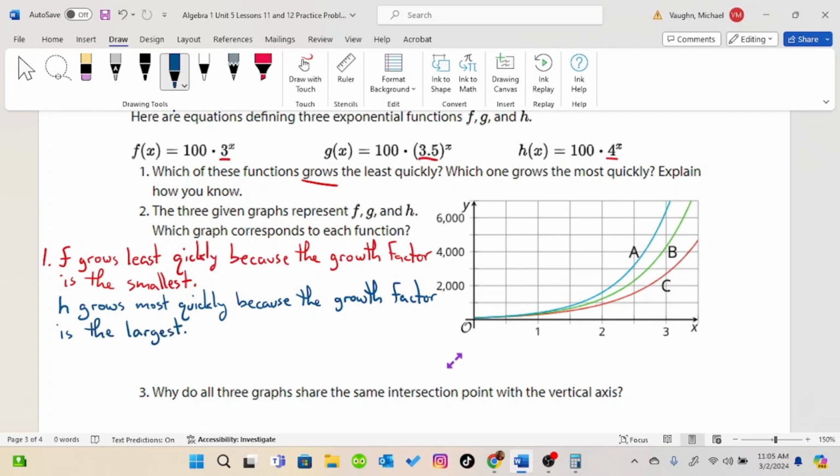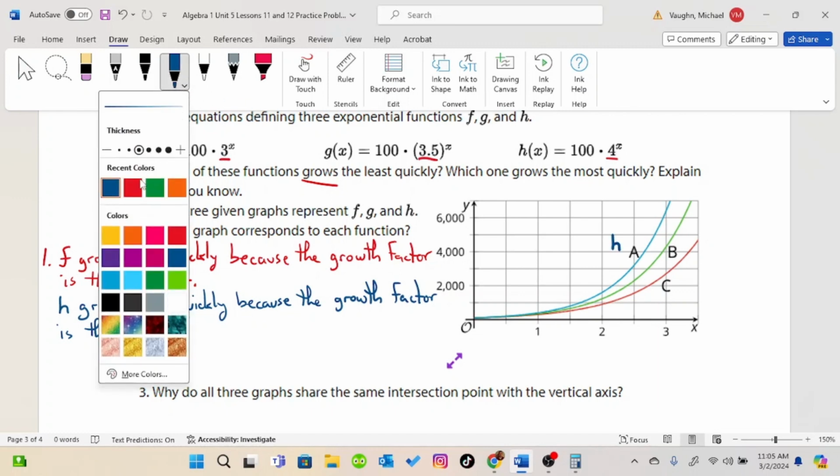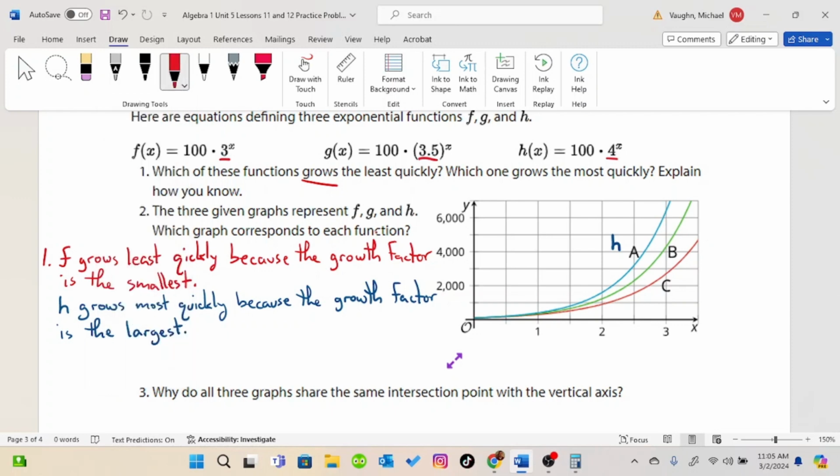Number 2. The three given graphs represent f, g, and h. Which graph corresponds to each function? Well, we just said A grows the most quickly. So A corresponds with H. And we said C grows the least quickly, or F grows the least quickly. So F corresponds to C.